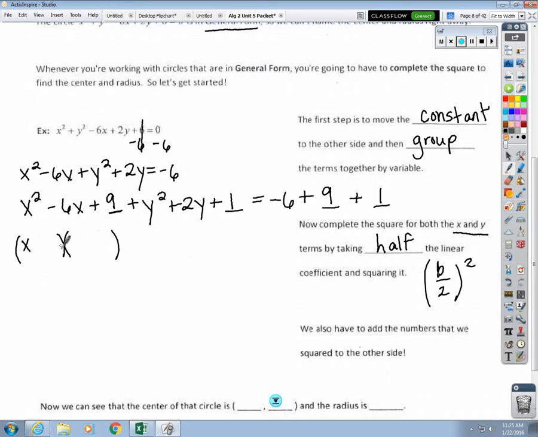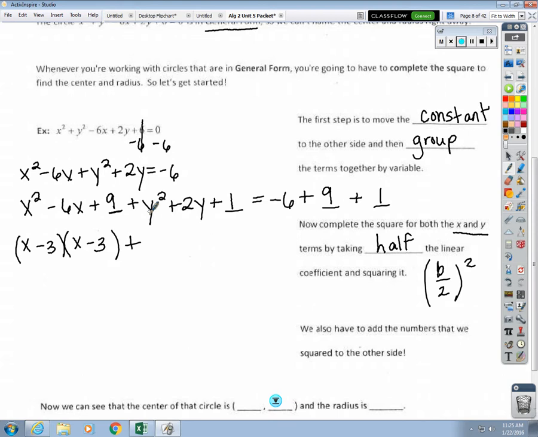So we know we have to have an x times x to get the x squared, and now we're looking for two numbers that do what? They add to negative 6 and multiply to positive 9. Right, add up to negative 6, multiply to 9, so what numbers do that? Negative 3 and negative 3.